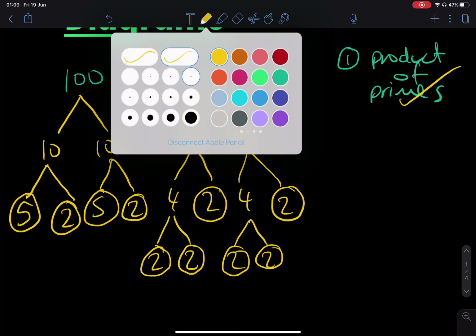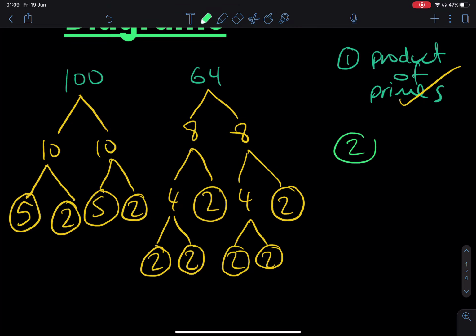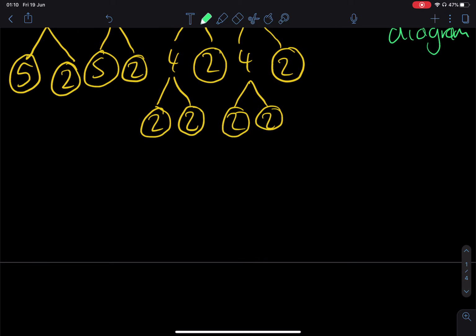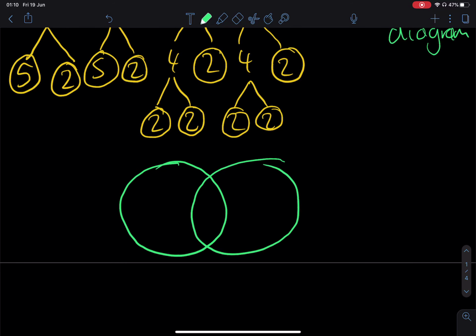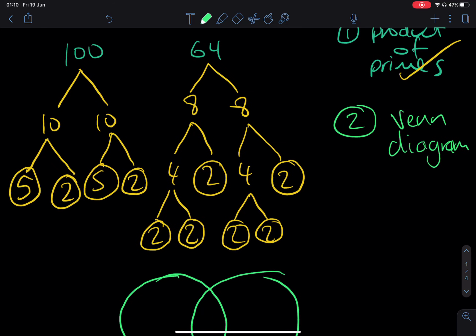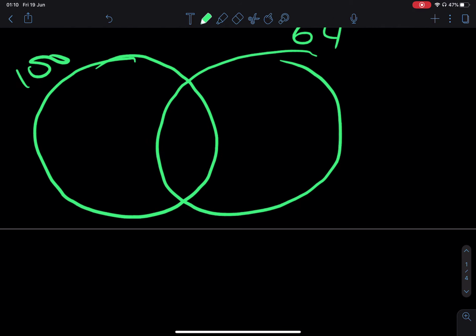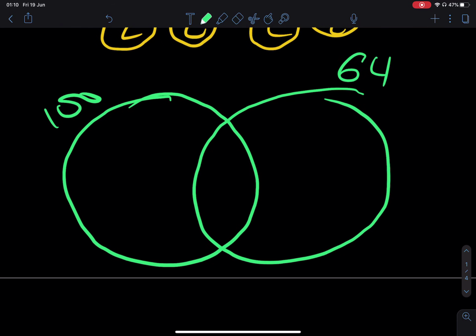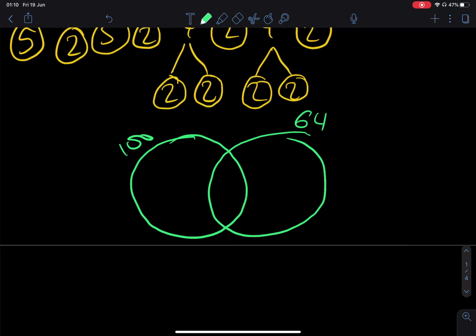The next step is you want to work out or do a Venn diagram. So a Venn diagram is a nice way to represent two pieces of information. So in this case, we're going to compare two different numbers' factors. So on the left hand side, I'm going to put down 100. On the right hand side, I'm going to put down 64. And the way a Venn diagram is built is the overlap part in the middle is for factors that are common in both. And this is the bit that we start off with.